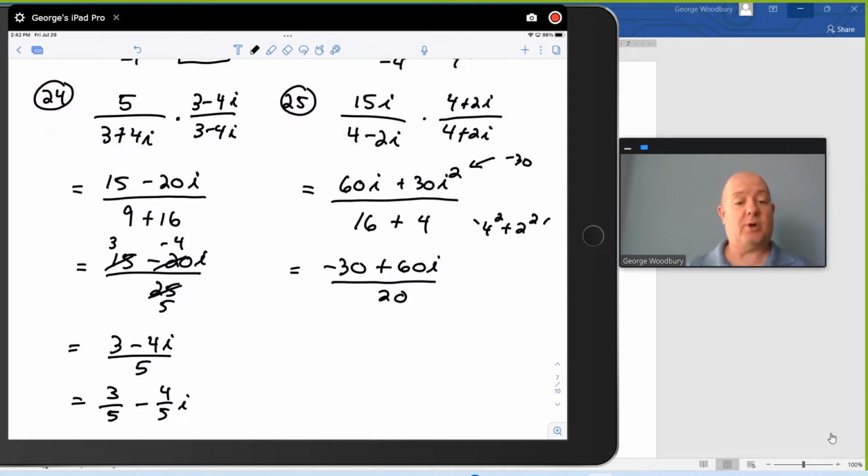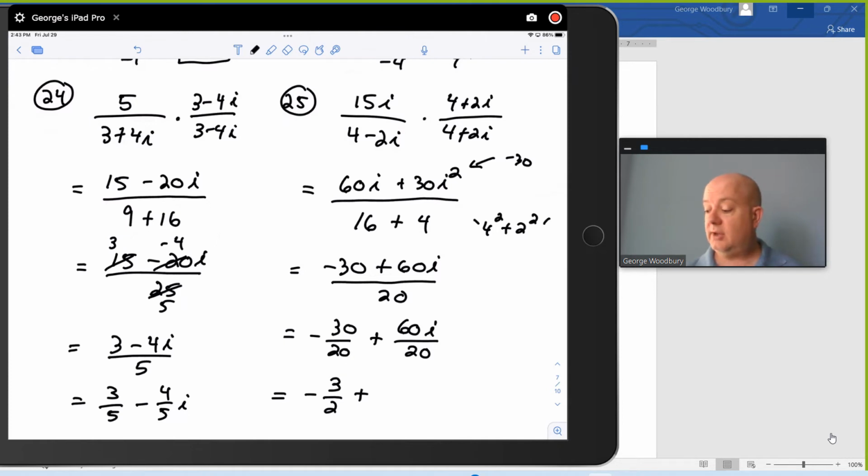Now, in the last problem, I said you could split first and then reduce. Let's show you what that would look like. I can rewrite this as negative 30 over 20 plus 60i over 20. And then I simplify each fraction. 30 over 20, there's a common factor of 10. That can become negative 3/2 plus 60 over 20. 60 divided by 20 is 3, so that would be plus 3i. I think it's easier to reduce as much as you can first and then split it, but it's really a matter of choice.